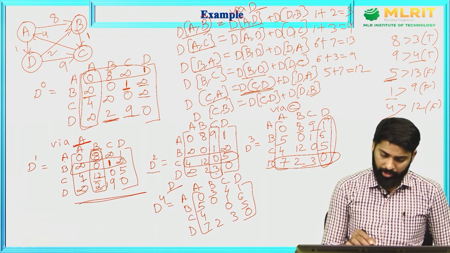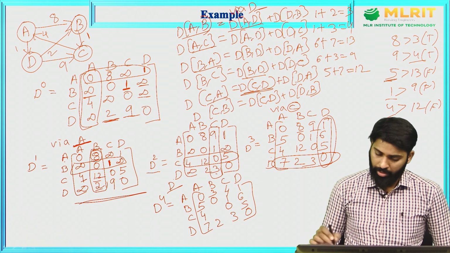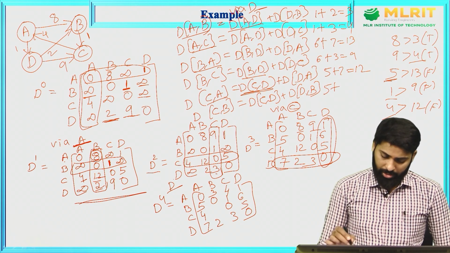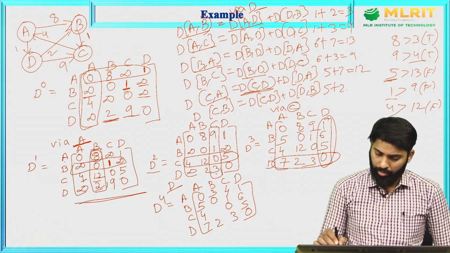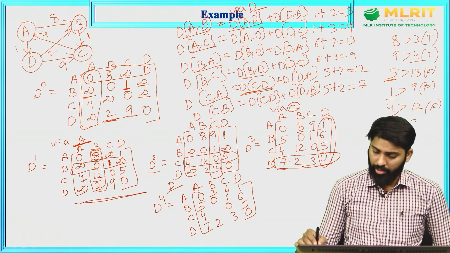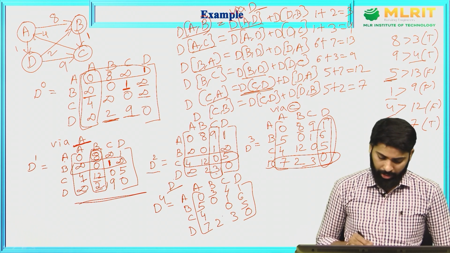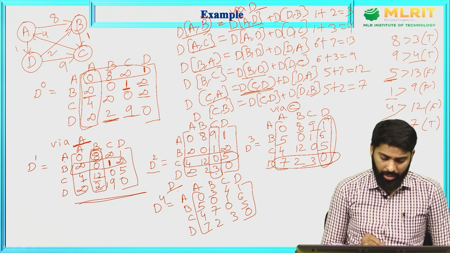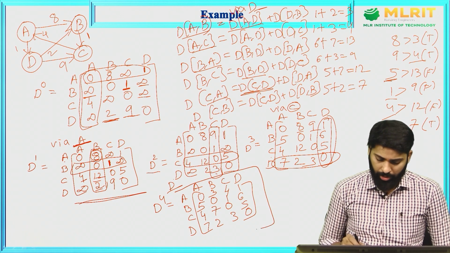So distance of C to B, actual value is 12. So here distance of C to D is 5. So distance of D to B is 2. 5 plus 2, 7. So 12 greater than 7, true. So I consider 7 here. So that's it. Now, this is the all pairs shortest path.